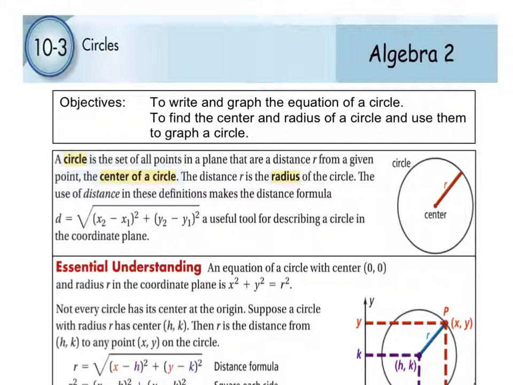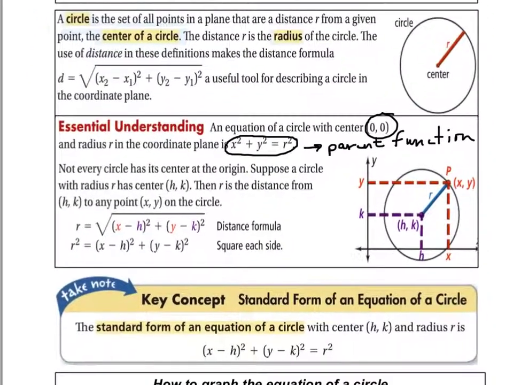If you'll notice here, this is the equation of the most basic parent function, the parent function of a circle: x squared plus y squared equals r squared. That has a center of (0, 0) and a radius of r. Again, this is the most basic parent function, no different than a parent function of a quadratic, an absolute value, or a line. They're exactly the same.